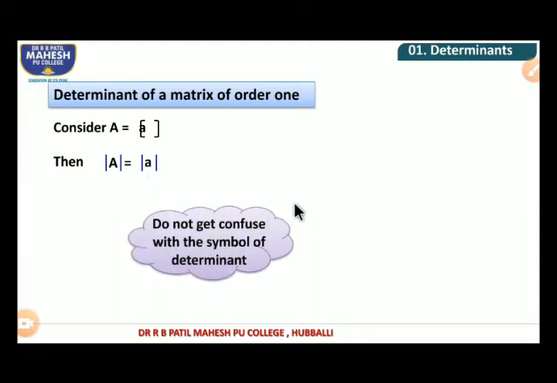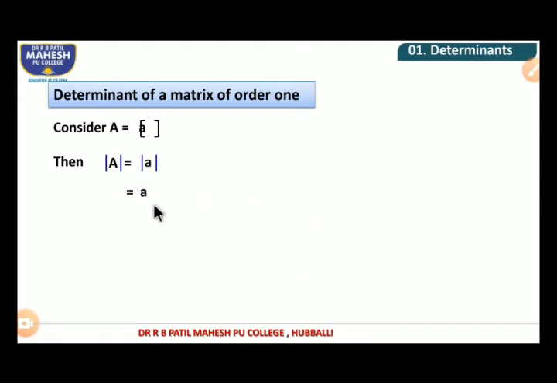So it is very simple. Do not get confused with the symbol of determinant. The value of this determinant is directly equal to a, because it has only one element. So the value of the determinant of a matrix of order 1 is equal to small a.